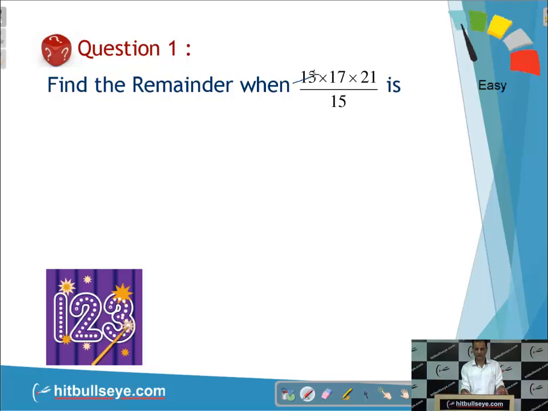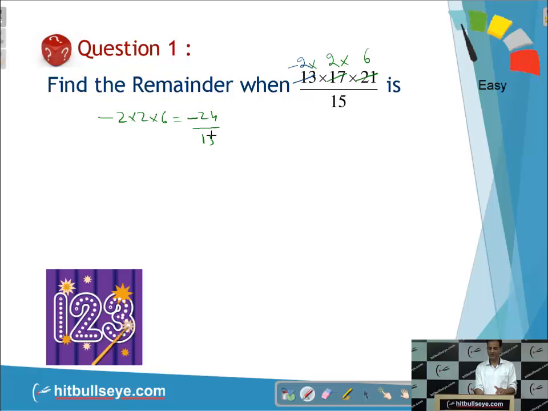Now what you can do, students, 13 divided by 15, the remainder is minus 2, the negative remainder. 17 divided by 15, the remainder is 2. And when you divide 21 by 15, the remainder is 6. So now minus 2 into 2 into 6. It will be 6 into 2, 12, minus 24.